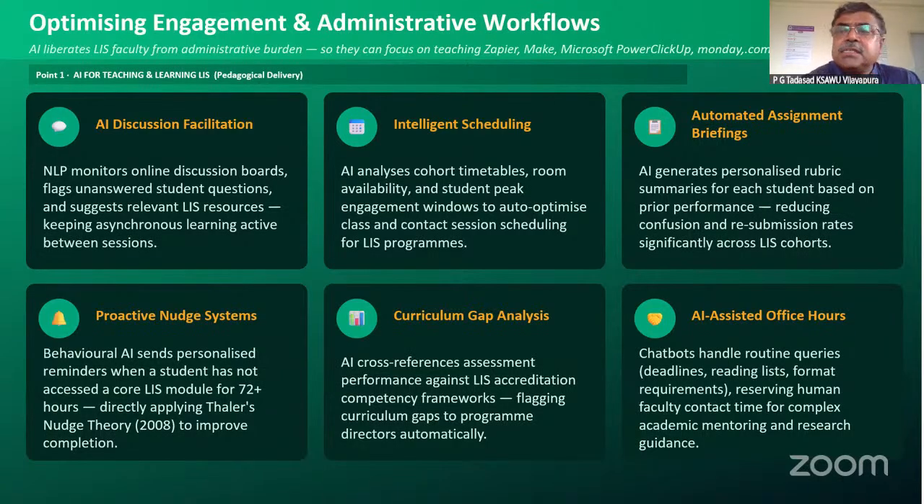And the fifth area in which it can be used is curriculum gap analysis. AI cross-references assessment performance against LIS accreditation competency frameworks, flagging curriculum gaps. Now I tell you, I don't know how many of you are from Karnataka. I think the majority of you are from other states also. For your information, the government of Karnataka has recently constituted an experts committee for identifying the curriculum gap along with foreign universities in almost 29 subjects. They have identified some groups and some foreign universities.